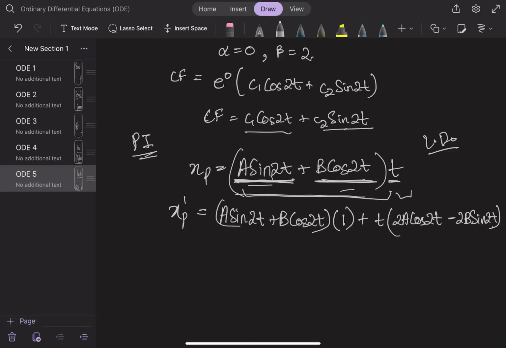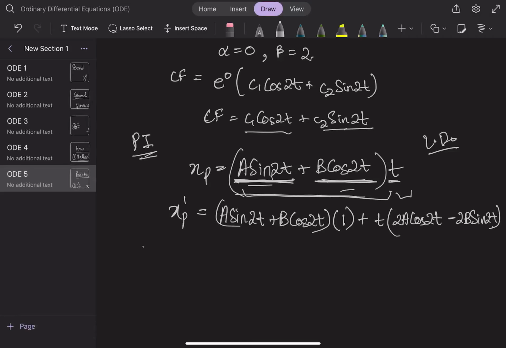So now you're going to find xp double dash. Differentiation of a sin 2t is 2a cos 2t and b cos 2t is minus 2b sin 2t. Here again we have to apply the product rule.